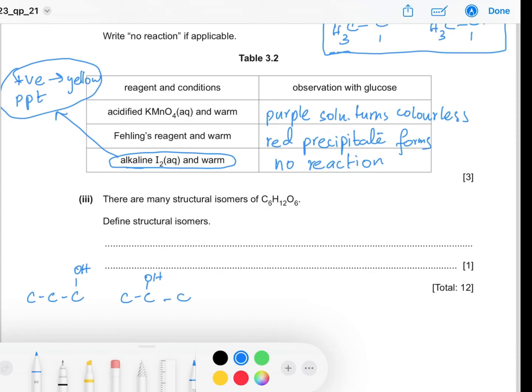This is structural isomerism due to position. The other possibility is structural isomerism due to branch.